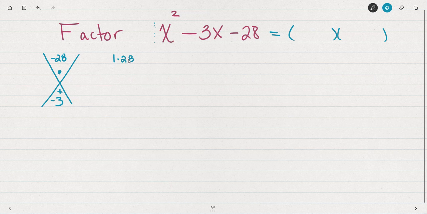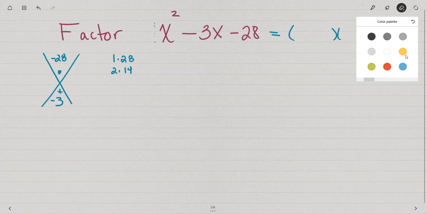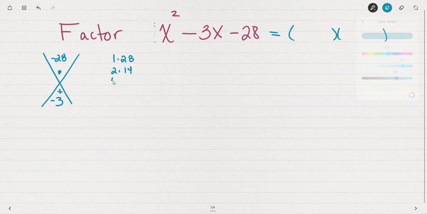I'm going to write all the possible combinations that multiply to 28. 1 times 28, 2 times 14. I know that 3 doesn't go into 28, because if I add 2 plus 8, I get 10, and 10 can't be divided by 3. So I know by some divisibility rules that 28 can't be divided by 3. 4 goes into 28 7 times. 5 doesn't go in because it doesn't end with a 5 or 0. 6 won't go into 28 evenly.